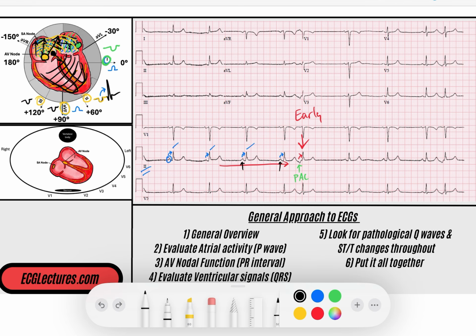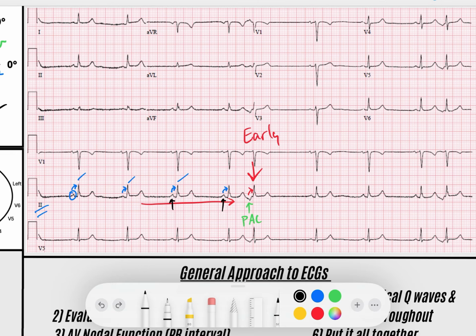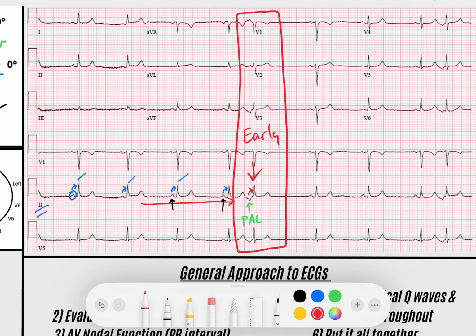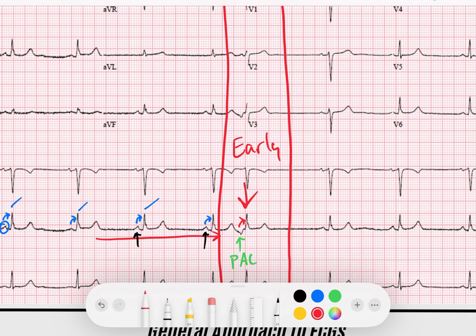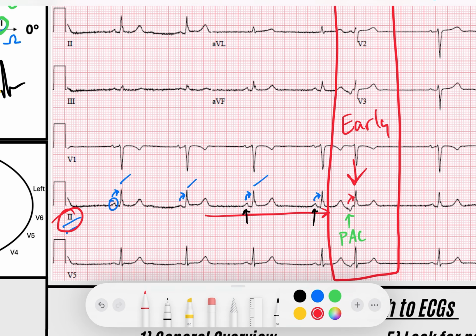Now here's the hard thing, not all P waves are going to land in the part of the EKG that you can perfectly look at the morphology. So for example, this early beat, this is the set of beats that we get to use for its analysis, right? So we can only analyze this here. We get a glimpse of this PAC right here in lead 2. We see in lead 2, which is one of the inferior leads, it's a negative P wave.